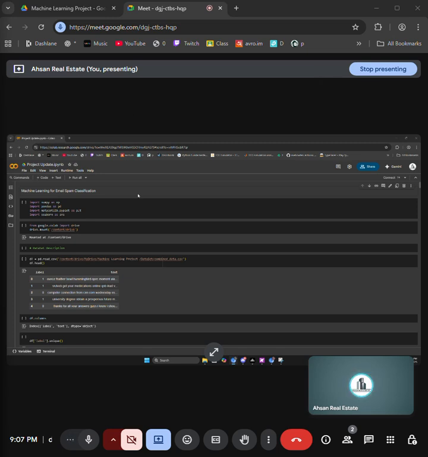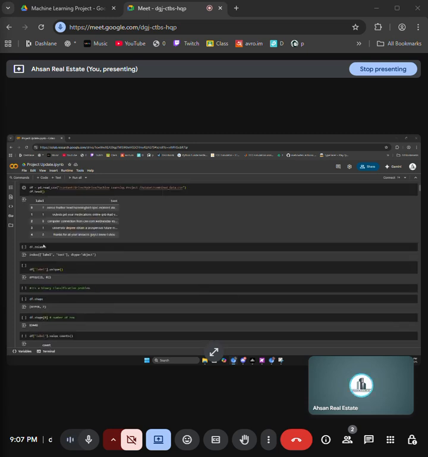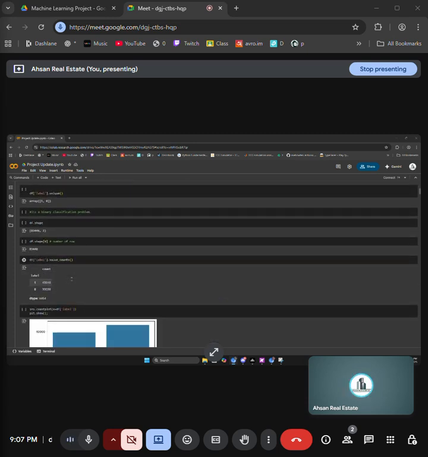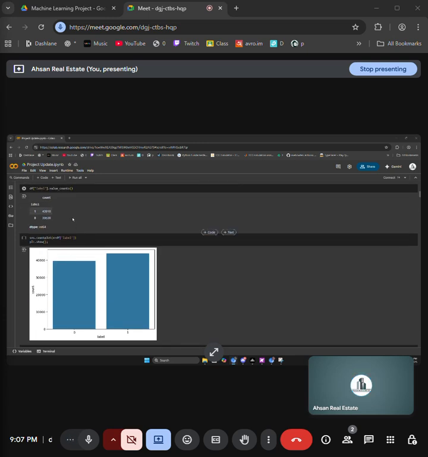At first I imported NumPy, pandas and the necessary libraries in Colab. After that I uploaded the dataset, and here is the file with the dataset, which we can see. Then we used the labels to check how many data points there are in total. Here there are 83,448 data points, and among them we can see that the dataset is not balanced.